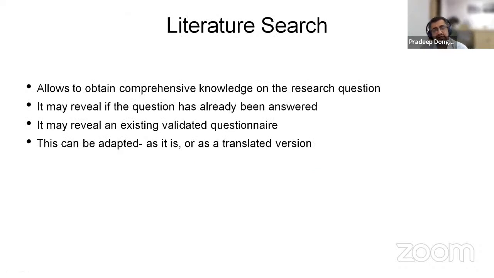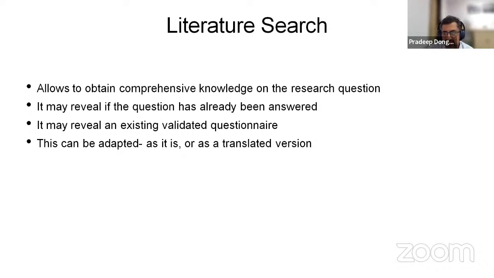Once you've framed your research question, you need to obtain a lot of knowledge about your research question and try to find two things when you're looking for literature on your research question. It may reveal that your research question has already been answered by a survey which has been done in your own locality.